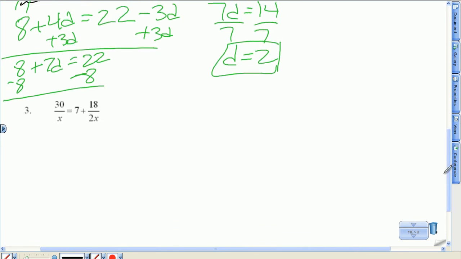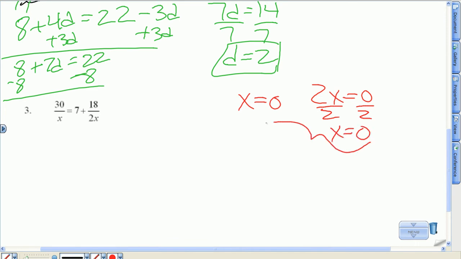All right, let's take a look at number 3 here. So, if x is 0, it's going to make the equation undefined. If 2x is equal to 0, it's going to make the equation undefined as well. That happens when x is equal to 0. So, these are the values that will make the equation undefined. Got to do it. Think about it ahead of time.